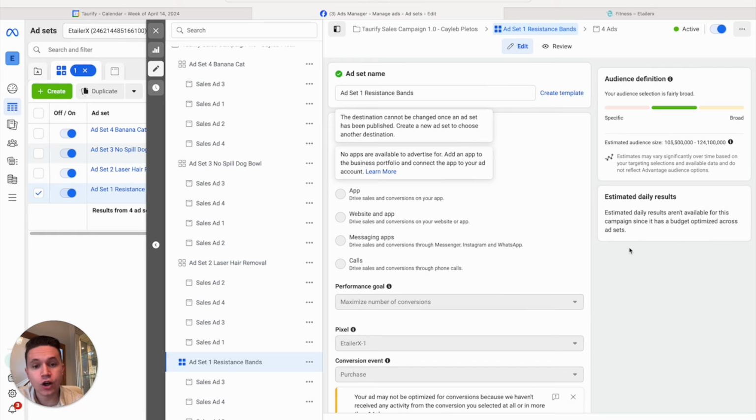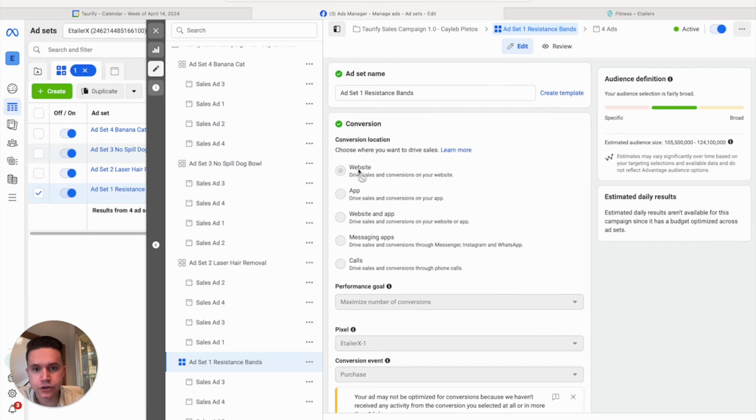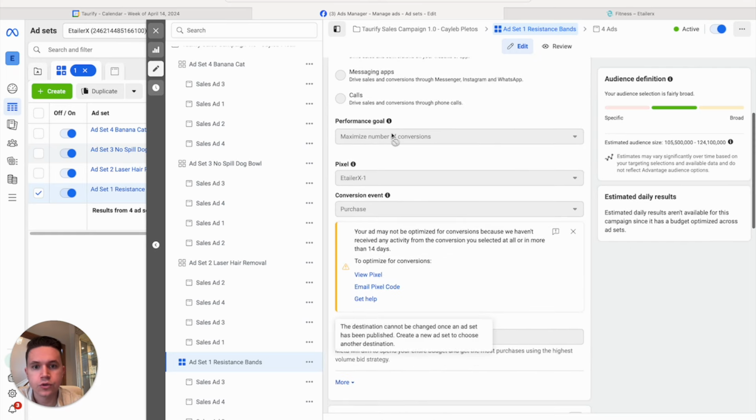We are sending all of this traffic to the website, so we want to drive sales on the website. We chose the maximum number of conversions. We want to get the most sales. The only alternative option here would be maximize the value of conversions. So it's the highest dollar amount of sales, not necessarily the highest amount of sales. That could be a good strategy for upsells and things like that.